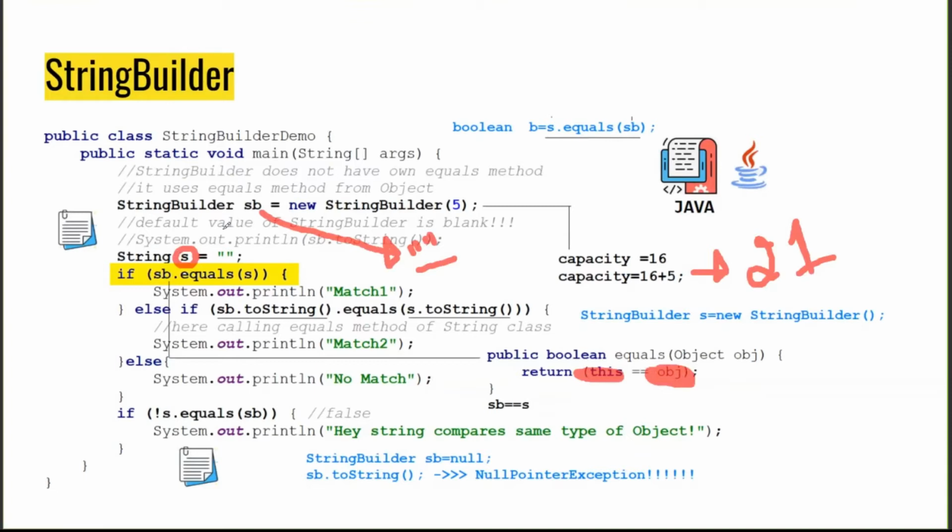References. SB is pointing to a different object, S is pointing to a different object. This is StringBuilder, which does not have an equals method. That's why it's doing reference equality, so this will come false.